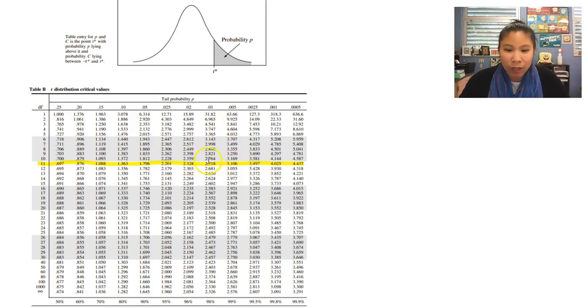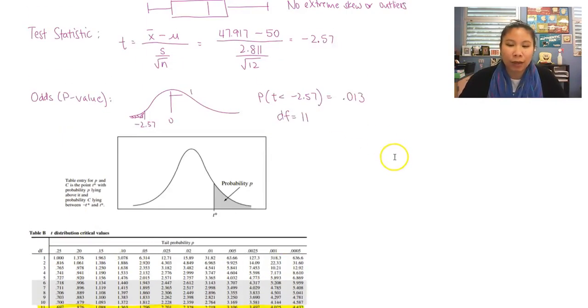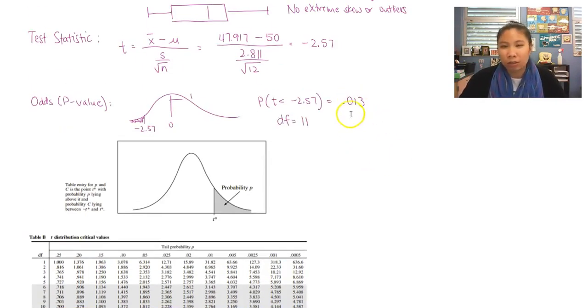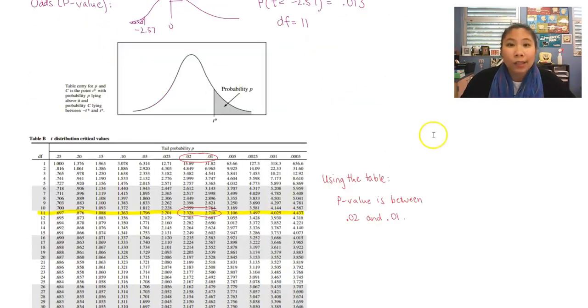So we know our p-value, the area on the ends, is going to be between 0.02 and 0.01. So this makes sense too, because when we calculated it in our calculator, we got 0.013. So our p-value is going to be between 0.02 and 0.01. So using the table, it's not going to tell you the exact p-value, but you know what it's going to be between.